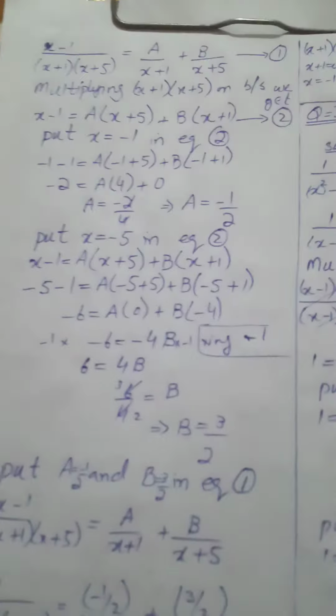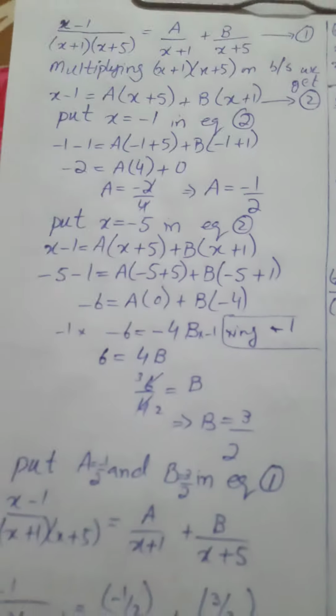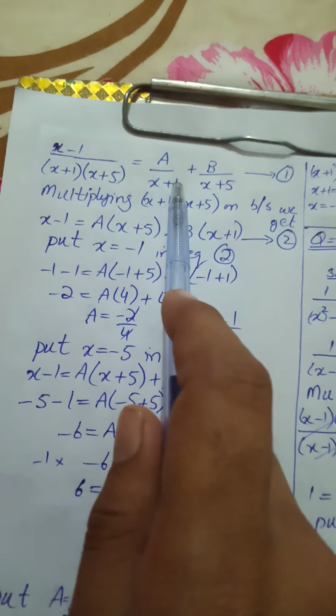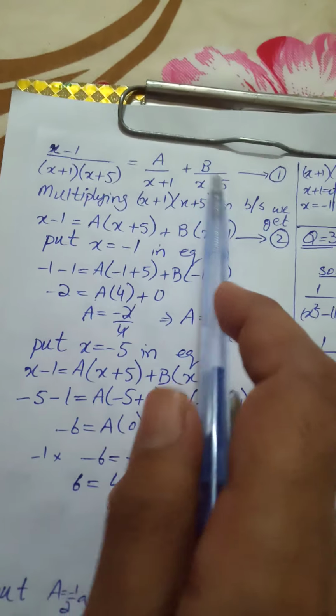Now these are other methods to find the solutions, but here we can find the solution only with the method of partial fractions. You can see that there are other methods, but we will find solutions with partial fractions. So this is x minus 1 into x plus 1 into x plus 5, so a into x plus 1 plus b into x plus 5.